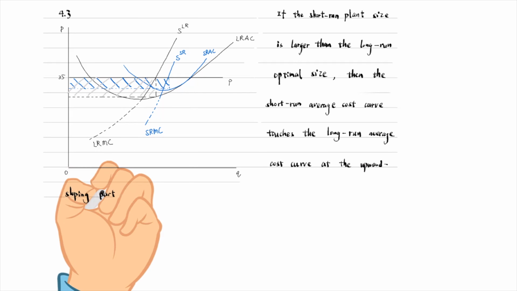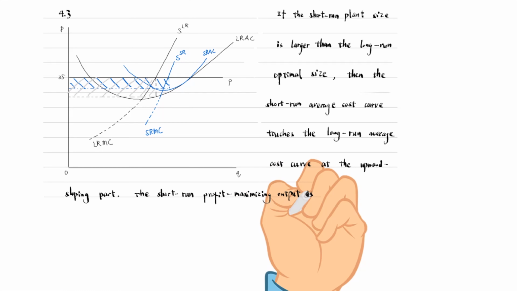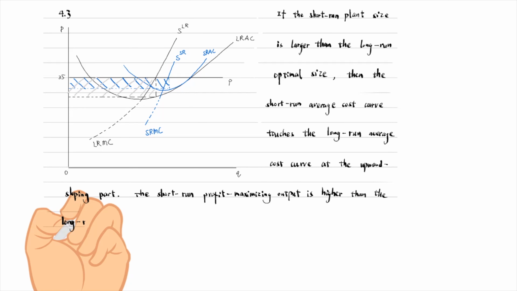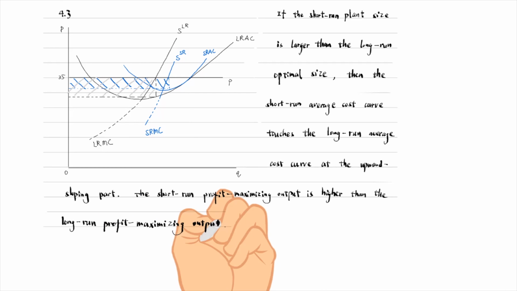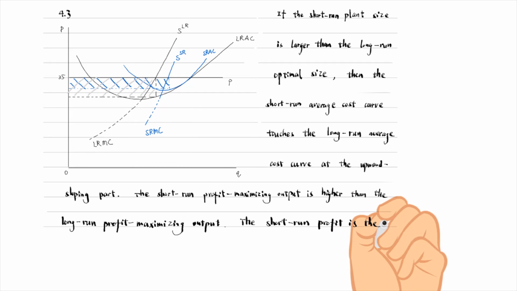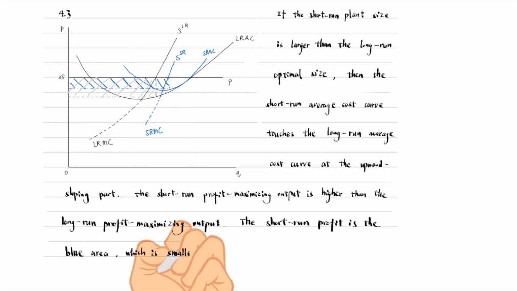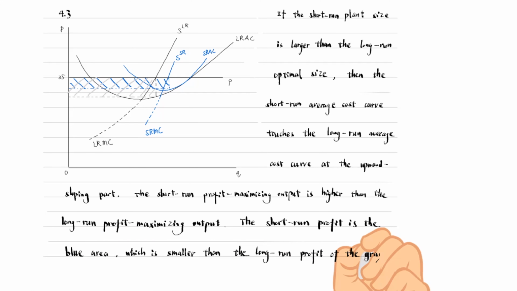The competitive firm maximizes its profit by producing an output where the marginal cost curve crosses the market price line in both the short run and the long run. The short-run profit maximizing output is higher than the long-run profit maximizing output. The short-run profit is the blue area, which is smaller than the long-run profit of the green area.